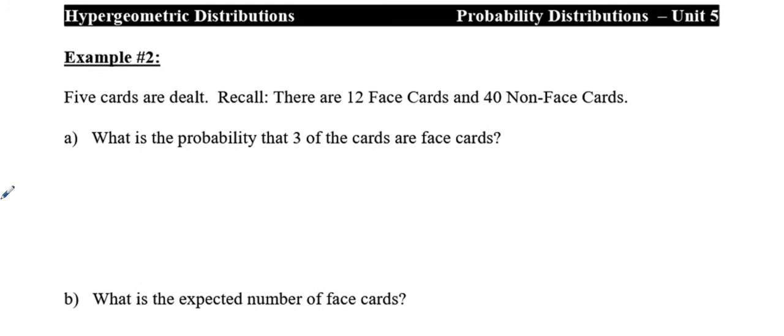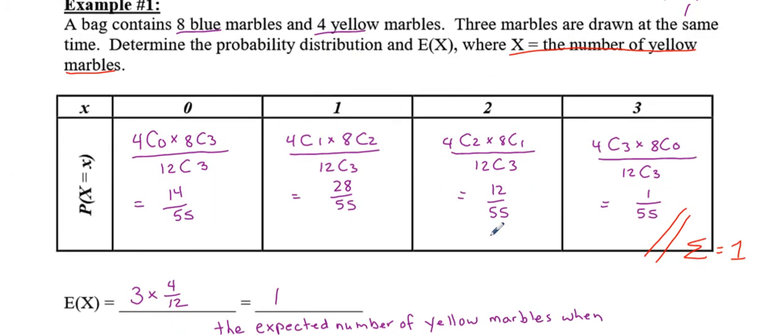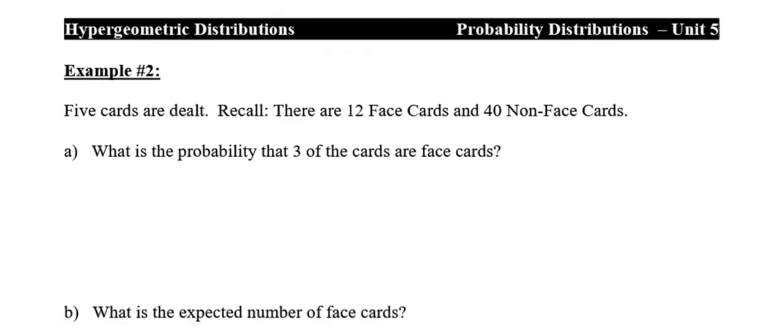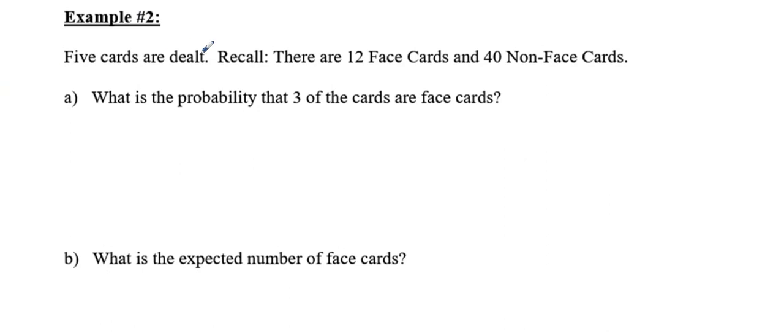So the last page, sometimes you're not asked to calculate the full probability distribution. You were only maybe asked to calculate one of the outcomes and not the full probability distribution. So here in example 2, 5 cards are dealt. What is the probability that 3 of the cards are face cards? So whatever we're being asked for, that's what our X is going to be. So let X equal the number of face cards.